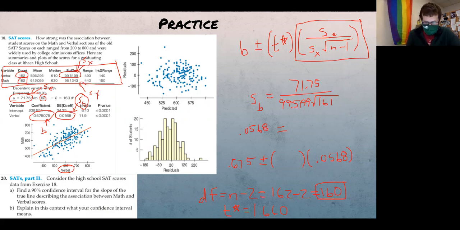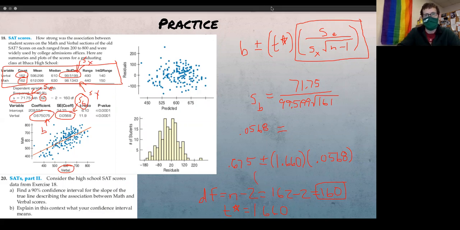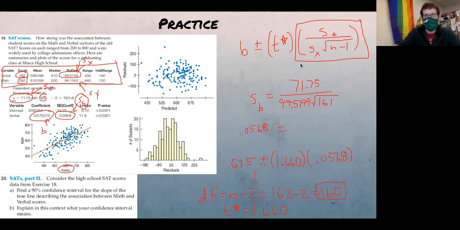Okay. So 1.660. Now we can just calculate that and get the confidence interval from this. So I'll go ahead and pause this. You guys can calculate it. And again, think through and make sure you actually understood where all these numbers came from. Feel free to stop me if I said something you don't understand.